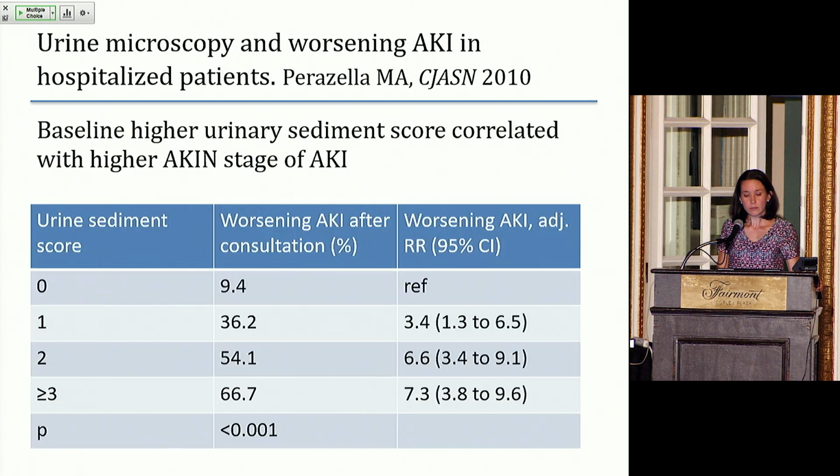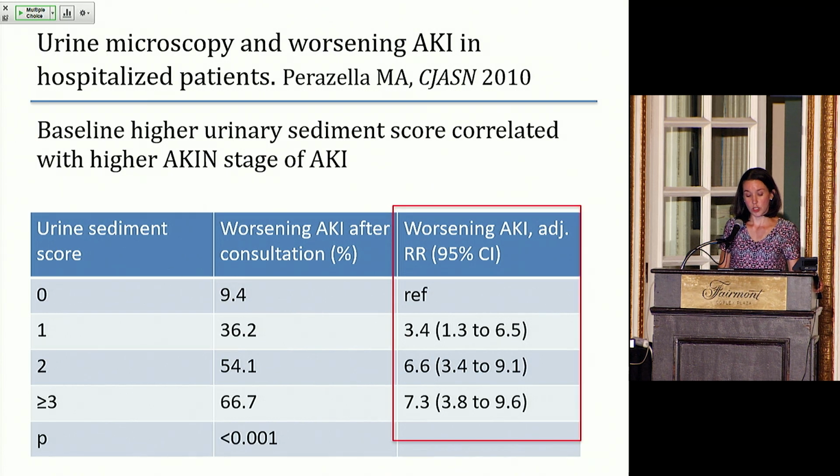And what they showed was that a baseline higher urine sediment score correlated nicely with higher AKIN stage of AKI. They were able to use this to think about a risk ratio for those who were going to develop worsening AKI after the urine sediment. So I showed you the group that had the higher number of renal tubular epithelial cells or the higher number of granular casts. And if you had a score of greater than 3, where the scoring system went up to 4, you had a risk of 7.3 of worsening AKI on follow-up. So this is a nice correlation with outcomes subsequently.